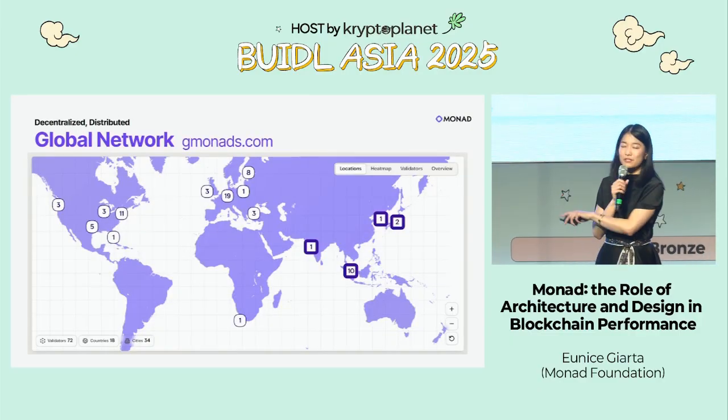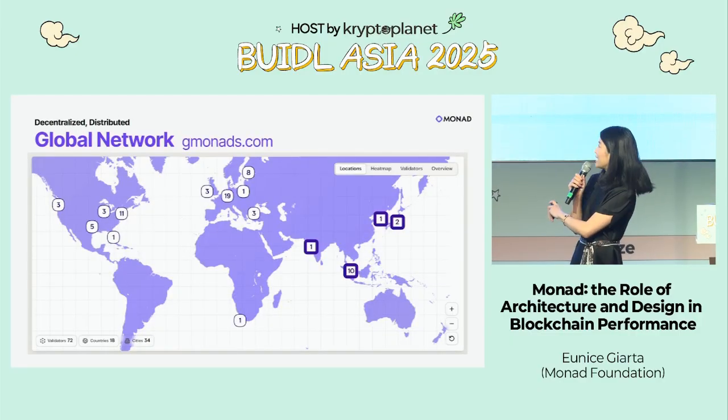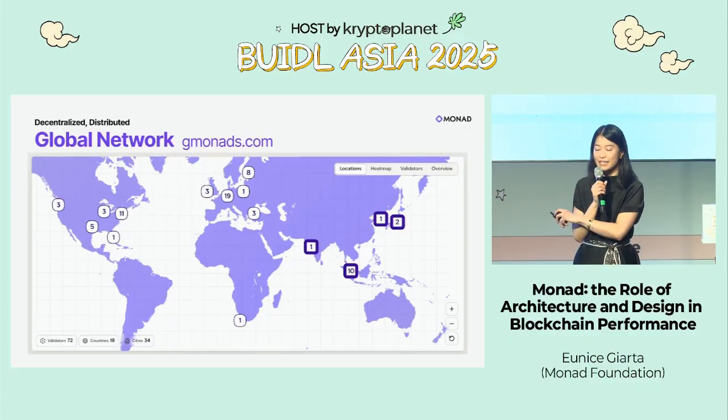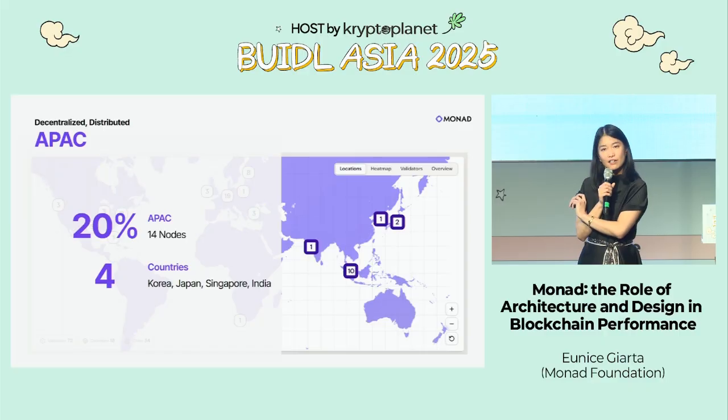Lastly, I wanted to show the global network because I had talked about a distributed validator set. This is the current set right now with the 72 across the world. And as noted, a lot are in APAC as well.